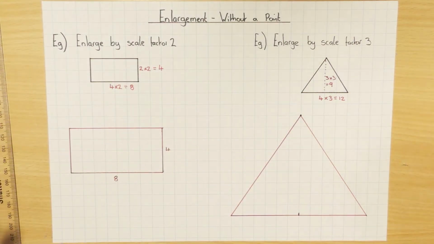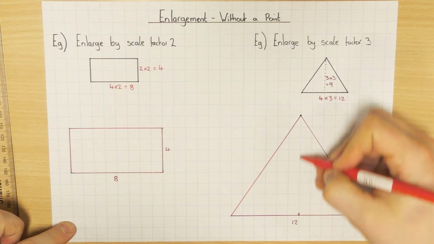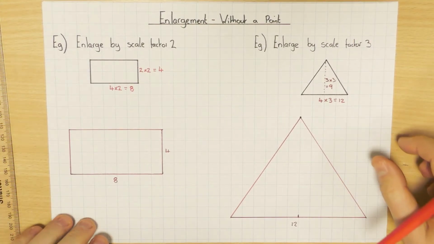And there we have it. There is your enlargement of that shape there by a scale factor of 3. This here is 12 along the base, and up high is 9. So there's the first two. Let's step it up a gear.